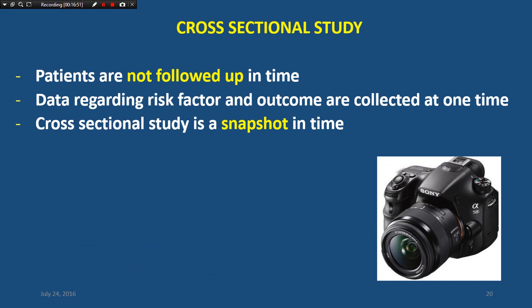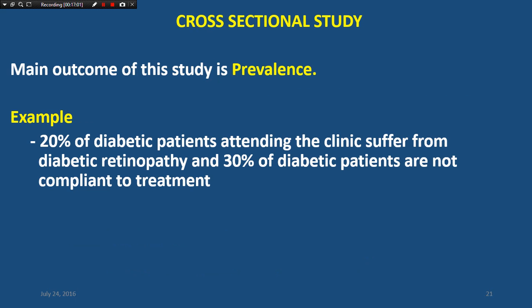Can you see the photograph of a camera? Cross-sectional study is like a snapshot in time. Okay. Main outcome of the cross-sectional study is prevalence. Example, 20% of diabetic patients attending the clinic suffer from diabetic retinopathy and 30% of diabetic patients are not compliant to treatment.